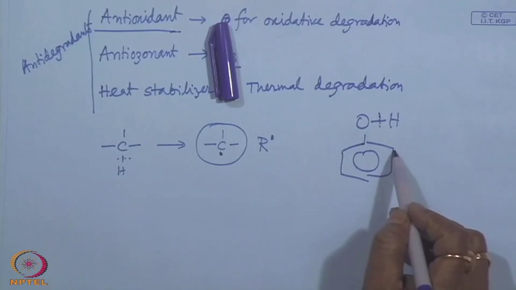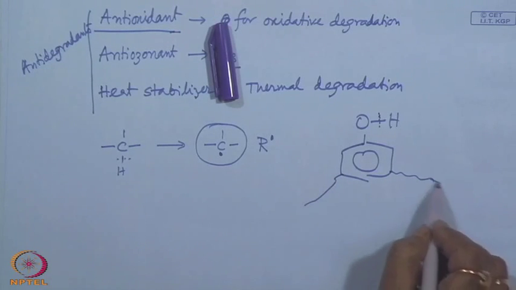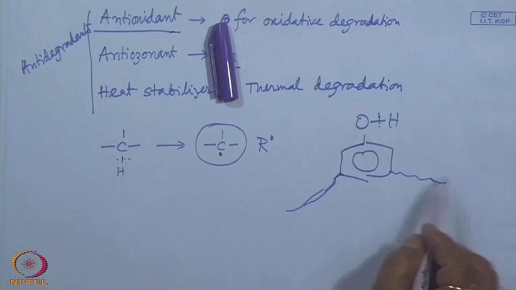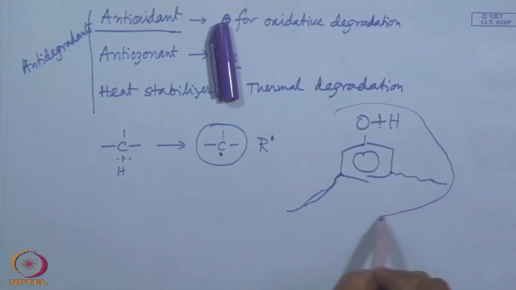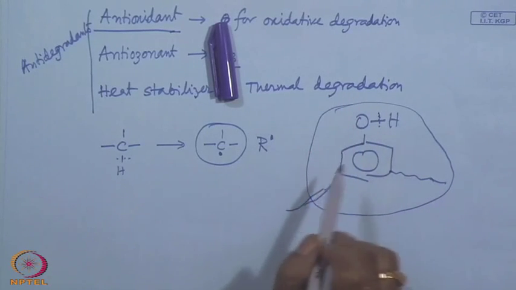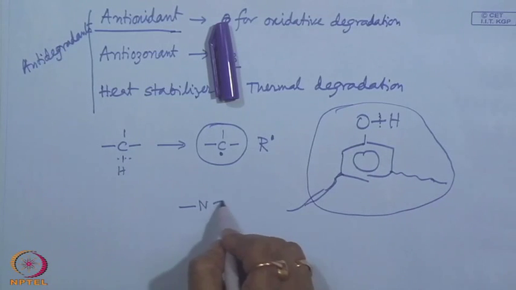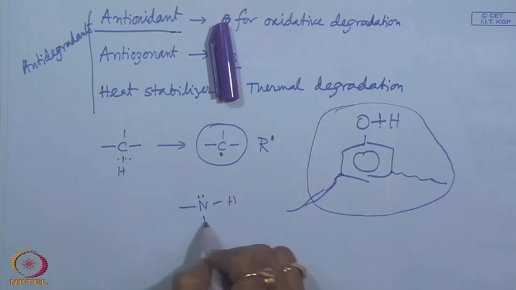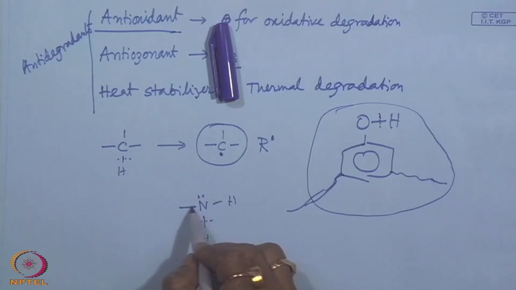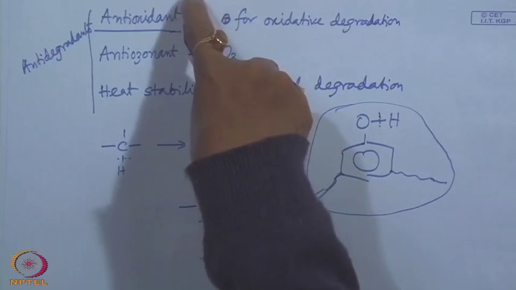Now, hindered means this is connected to some bulky organic groups. That kind of phenol derivative is known as hindered phenols or amino phenol. That means there can be some amino group. Now, this amino group NH has a lone pair, so this can also prevent degradation by breaking here, and when it is connected to such a phenyl ring, that will create a stabilized free radical.